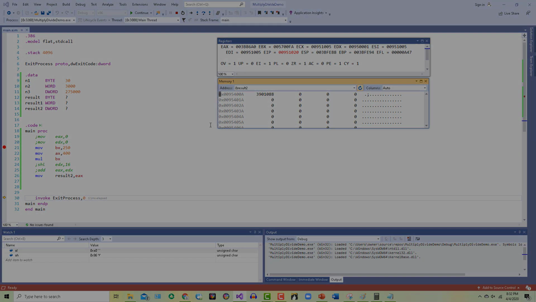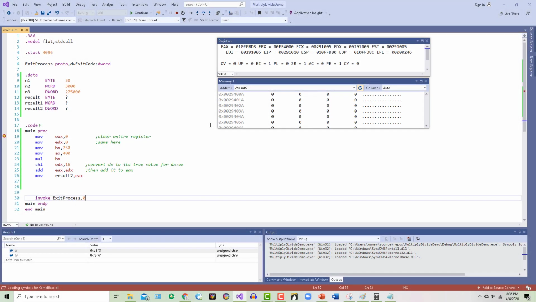Let's try this again. Same setup as before, but this time I clear out the EAX and the EDX registers before I start. Not a bad habit to get into. So I'll step through the code and move my values into the BX and the AX registers like I did before, which will bring us to line 23. After the multiply instruction on line 23 executes, the AX register once again contains 86A0 hex, but the top half of the EAX register is clear because of line 19.